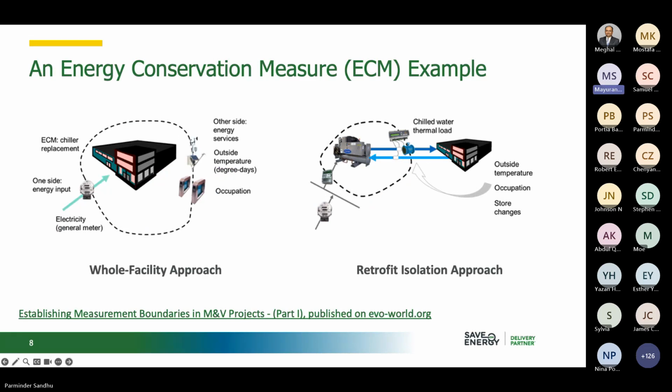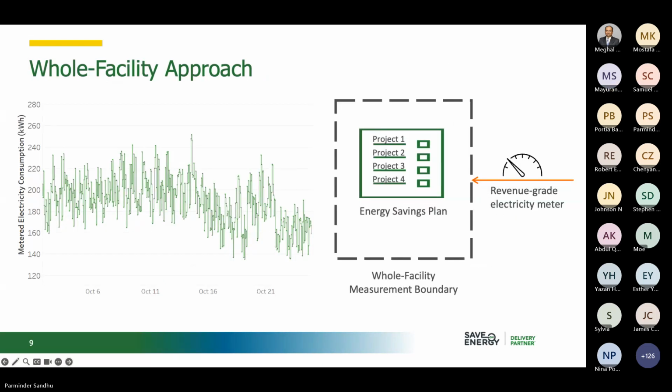For EPP, we look at the whole facility for energy savings, not just one individual project. You can see the whole facility boundary on the left side of the slide. You can see the difference in the boundary for having the boundary around one project on the right side of the slide. This is called the retrofit isolation approach. If you use the retrofit isolation approach, you would need to install a meter or use measurements and calculations for each project you do. While with the whole facility approach, you would only need one meter. The whole facility approach means you could do as many projects as you want within the boundary of the facility. Please note that on the slide in front of you, the energy savings would be coming from four different projects in the energy savings plan.